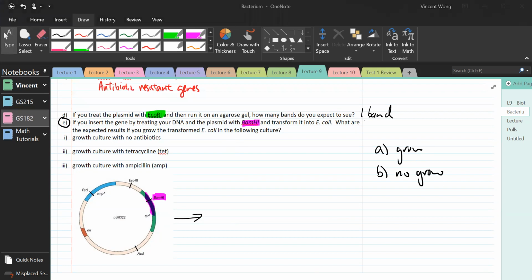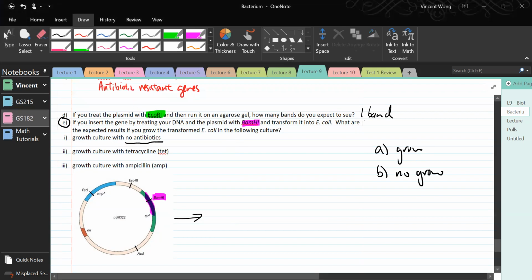All right. Now, if you put it in a culture with no antibiotics, no drugs, right? So just nutrients, they are of course gonna grow. Okay, so normal growth, because there's nothing there to kill them, right? So they will grow, regardless if they have the plasmid or not. They will grow. Okay.